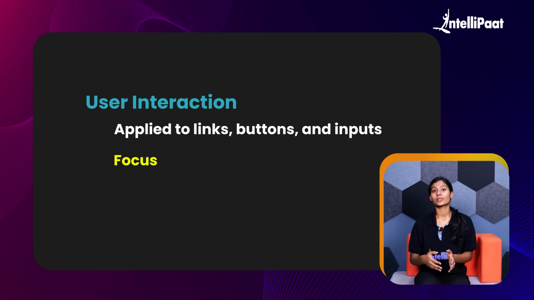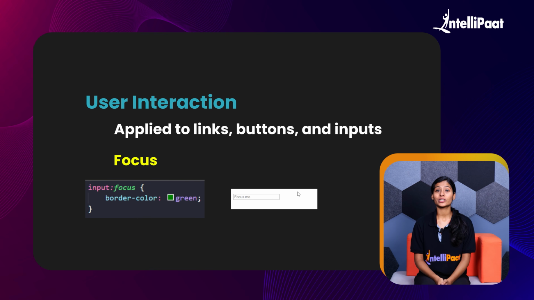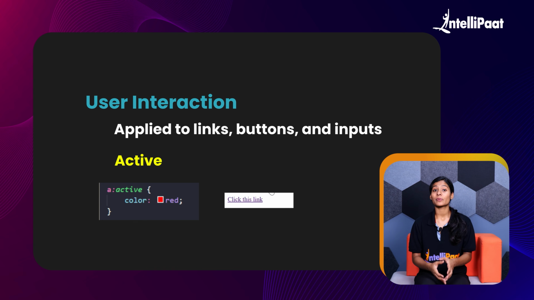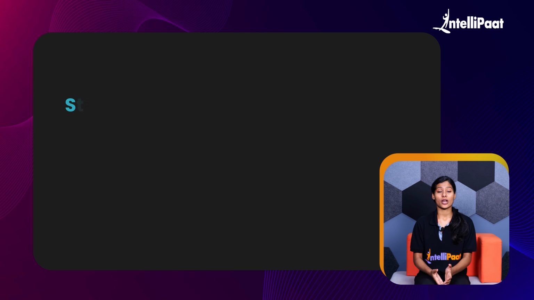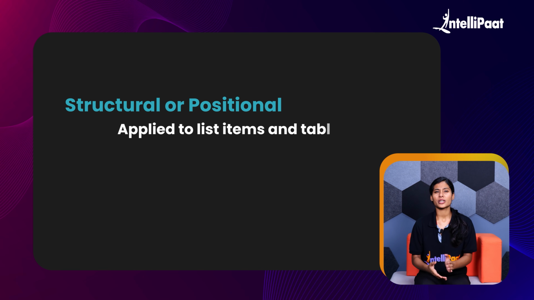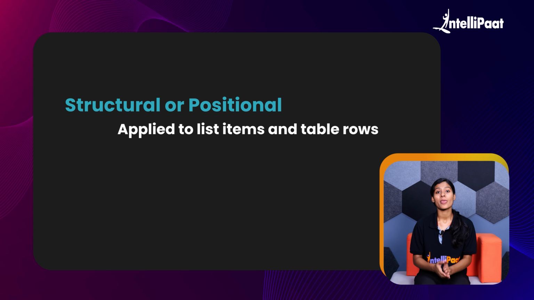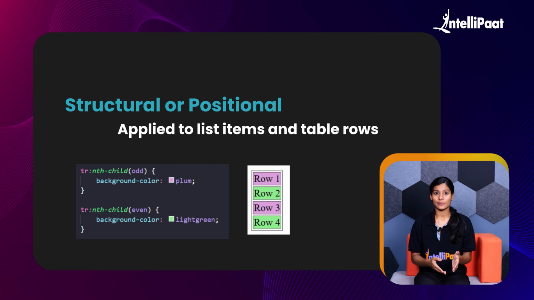Next, we have focus, which styles an element when it is focused, like this input tag inside a form element in this particular example. Lastly, we have the active tag, which applies style when an element is being clicked, like this anchor tag which turns red while being clicked. After user interaction, we have structural or positional pseudo-classes, which are mainly applied to list items and table rows. You can see here how the first child and the last child are only affecting the first and the last list elements inside the UL tag. As for the nth child, it is applied on this table, which turned the odd rows of this table into a plum color and the even rows into a light green color.